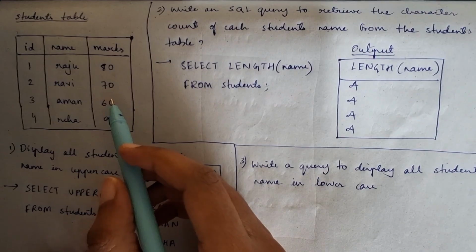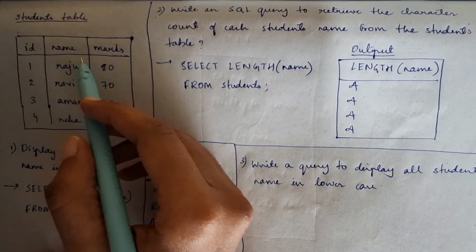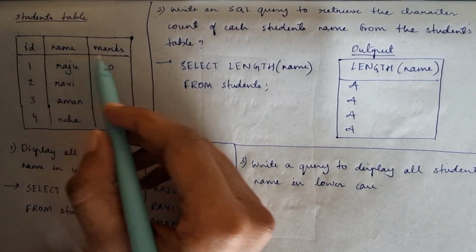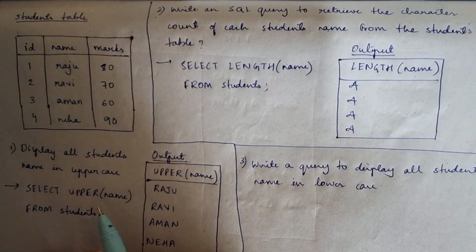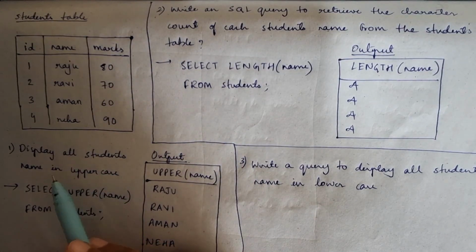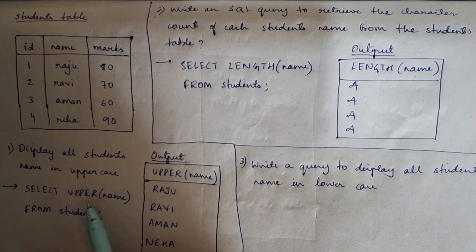Guys, here is the student table which has 4 rows and 3 columns, that is ID, name and marks. Now we will see our first query. Display all the students' names in uppercase. Here the select keyword is used to display the output. Whatever we write after select will be shown as result. The upper function is an SRF function and it converts text into capital letters. And guys, name is the column on which the upper function is applied. From students means the data is taken from the students table.